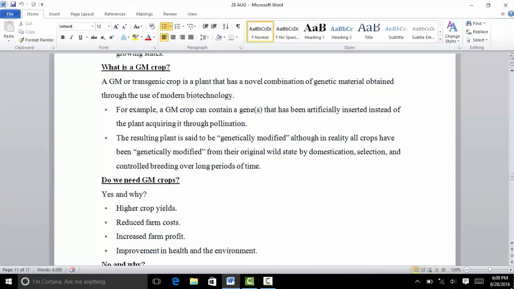So how does it help? It's obvious: higher yields, reduced farm cost, increased profit, improvement in health and environment, that's debatable. Then again, drought resistance, especially in the context of climate change. So those are the obvious benefits. What are the problems? Before that, I'm sure you know that the only commercially allowed genetically modified crop in India is BT cotton. It's called BT cotton. So it's a very crucial piece of information that you should remember.